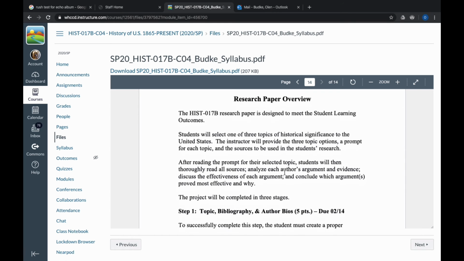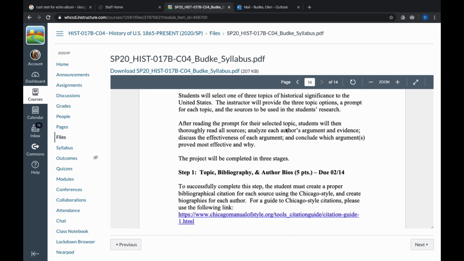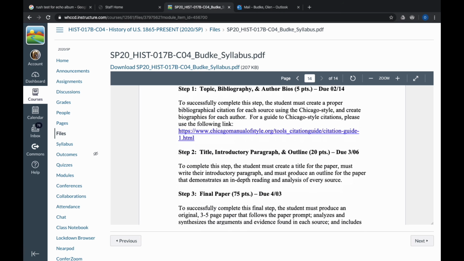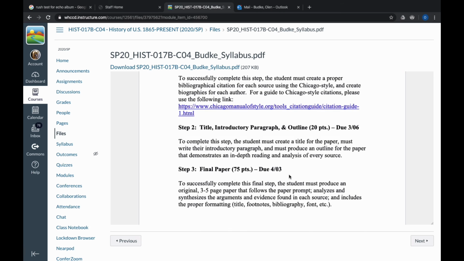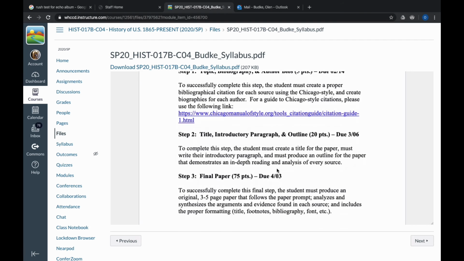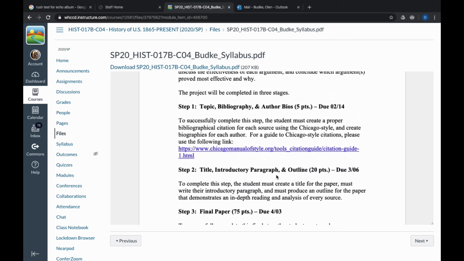All right, let's talk about the research paper. This is the last thing that I'll cover. So we're almost through this video. 3 steps. Step 1, step 2, step 3. It's scaffolded so that you can work on it in pieces and kind of stay on track to getting this final paper completed by this date. But let me explain, even though step 3 is worth 75 points and step 2 is only worth 20, this is probably the most important step, step 2.